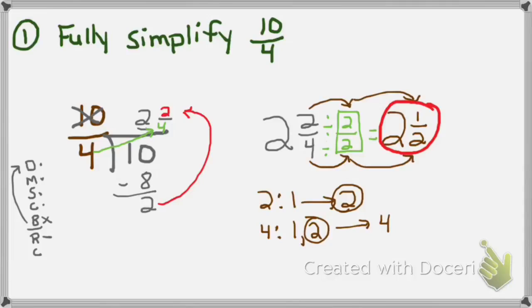In order for a number to be fully simplified or fully reduced or in lowest terms, number 1, it cannot be an improper fraction, and number 2, it needs to be fully reduced or fully simplified. Notice in this answer 2 1/2, in that fraction I see a 1, and when there's a 1, I know that I'm done. So 10/4 fully simplifies to 2 1/2.